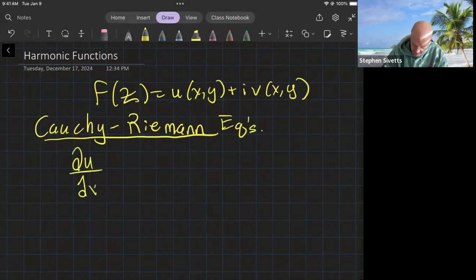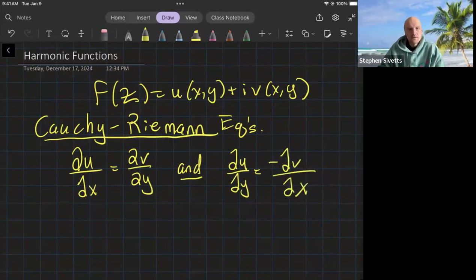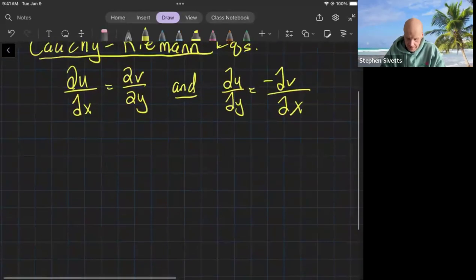the partial of u with respect to x is equal to the partial of v with respect to y, and the partial of u with respect to y is equal to minus the partial of v with respect to x. Okay, those are the Cauchy-Riemann equations.